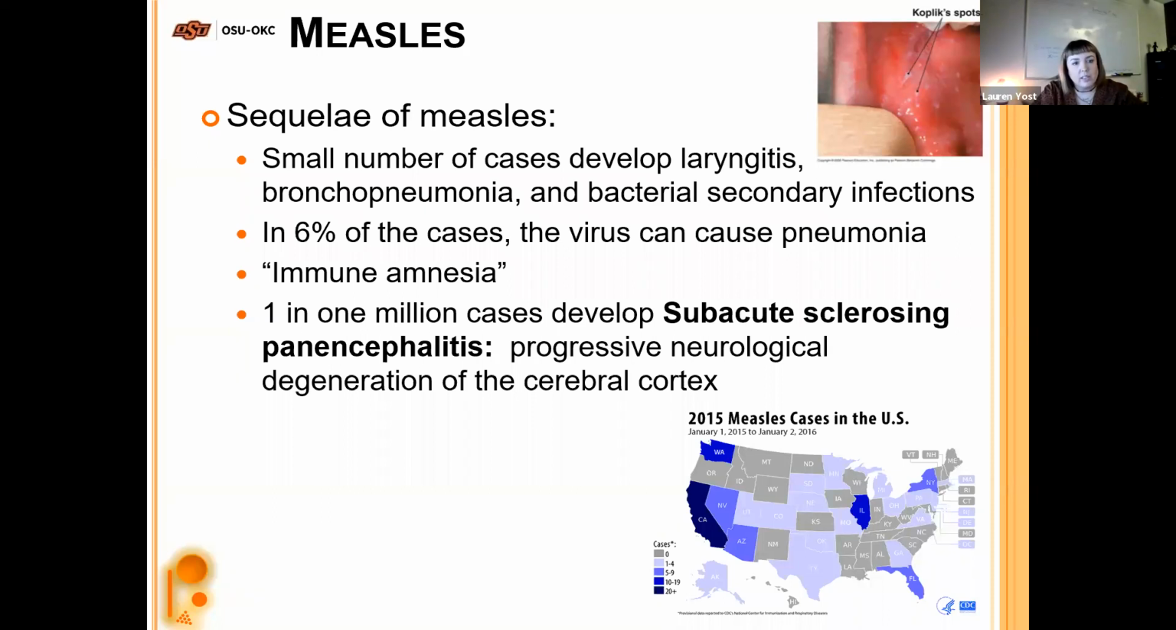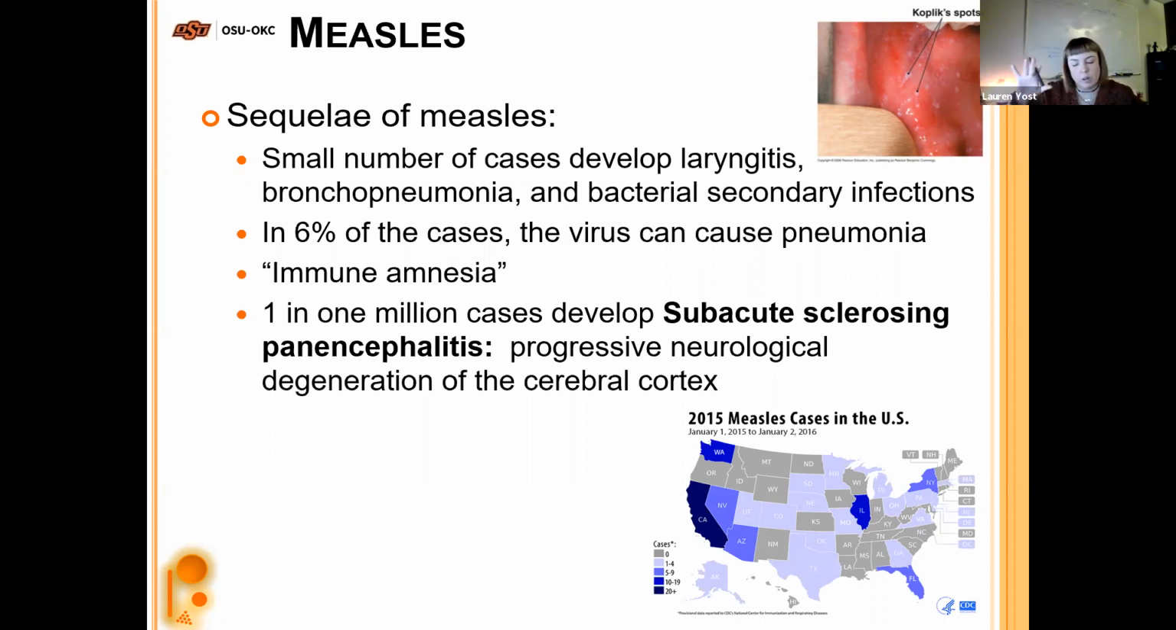So sequelae, things that can be caused afterwards by having had the measles. We can have laryngitis, which is your throat being inflamed and infected, bronchopneumonia, bacterial secondary infections associated with this. 6% of the time you'll get just typical pneumonia.